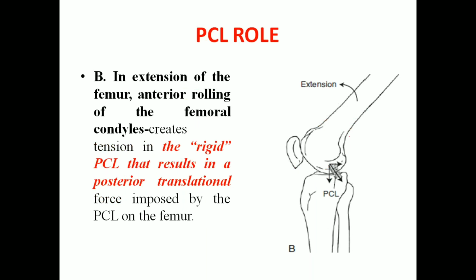Now what will happen when we are doing the extension movement? The angular movement of the bone is in the anterior direction. It means the roll is an anterior roll. And we have a ligament named the PCL, the posterior cruciate ligament, which is present here. Now what will happen when we are doing extension movement? We know there is a posterior glide. This is due to the tension generated in the PCL ligament, which tries to pull the femoral condyle in the posterior direction.